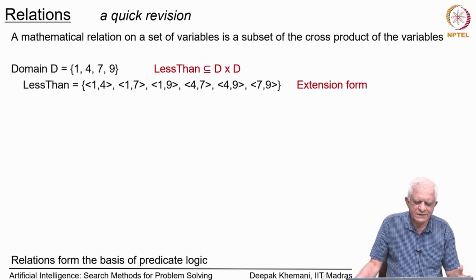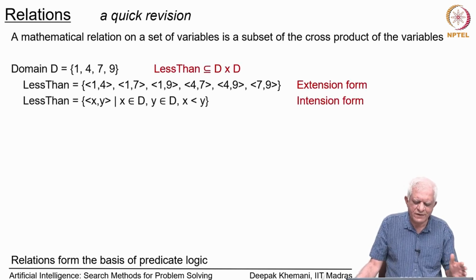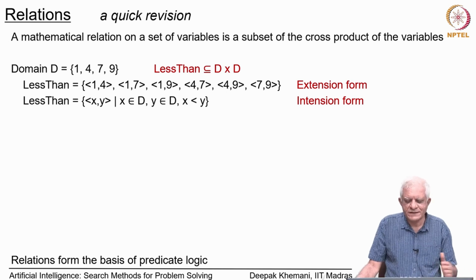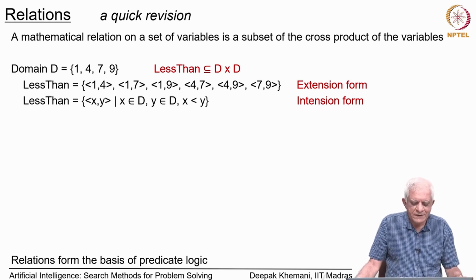So, let us look at numbers. For the sake of brevity, we will just choose a small domain in which there are only 4 numbers: 1, 4, 7, 9, and we want to model the relation which is less than. Of course, we are familiar with all this stuff, and it is, as I said, a quick revision.